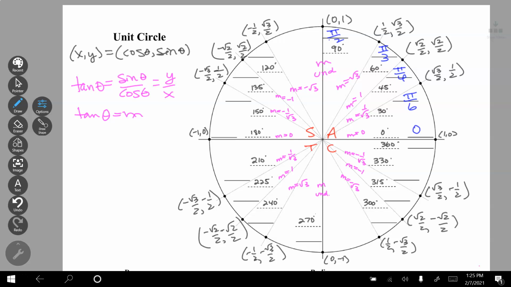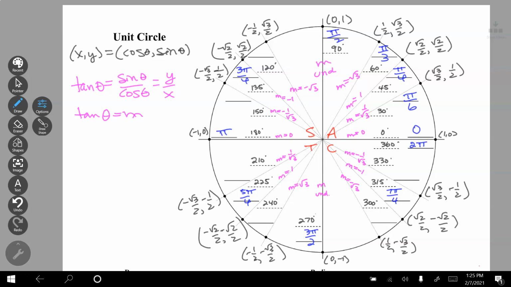1 pi over 4, 2 pi over 4, 3 pi over 4, 4 pi over 4, which is halfway around the circle. 5 pi over 4 is in the middle here. 6 pi over 4, which is down here, is 3 pi over 2. This is 7 pi over 4 in the middle. And this is 8 pi over 4, or 2 pi, which we know is all the way around the circle.